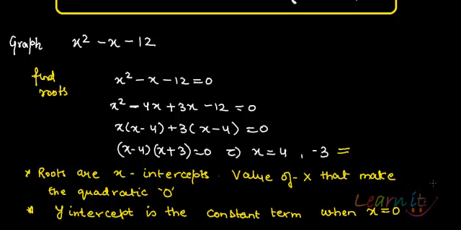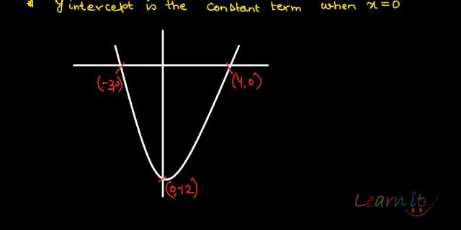So that means the roots, or the x-intercepts, for this graph will be (4, 0) and (minus 3, 0). And what will be the y-intercept? The moment you put x equals 0, you get y equals minus 12. So, the y-intercept is minus 12. So, let us look at this graph. This graph will be an inverted parabola like this, because it has a y-intercept at (0, minus 12).